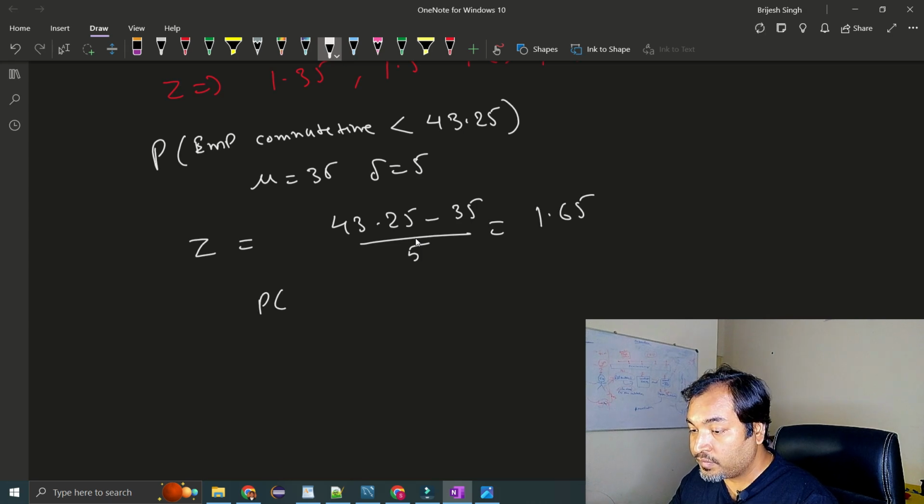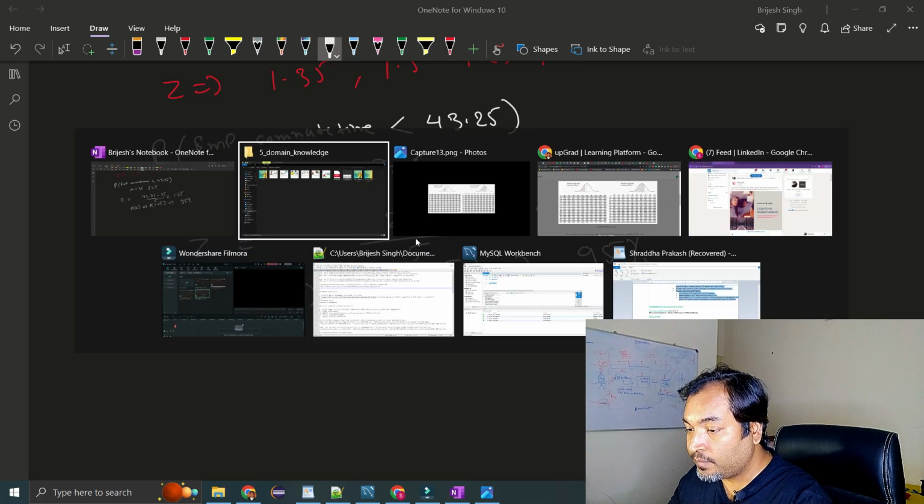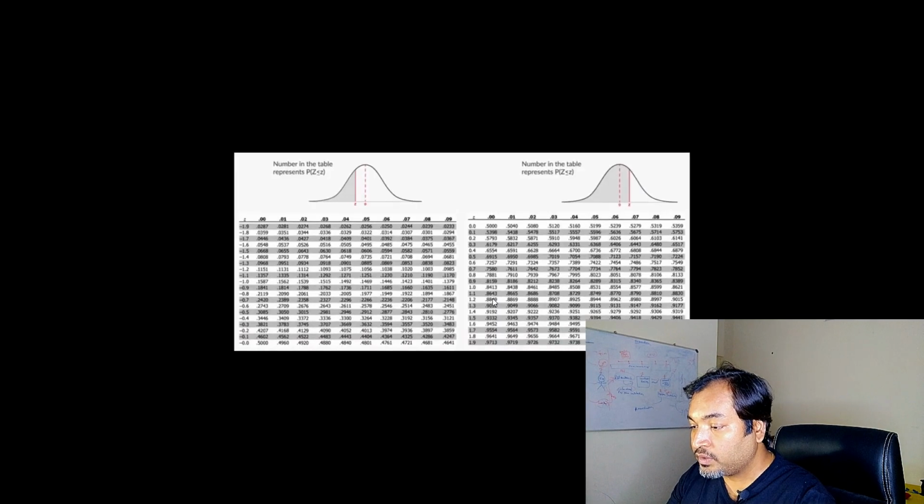So P of Z, also we can say P of Z score value 1.65, what would be the probability, right? So actually it comes around 95.5%. But let's understand from the Z score.